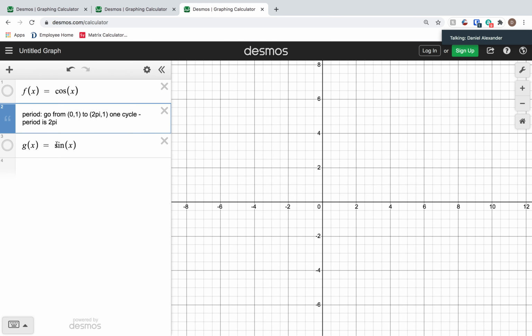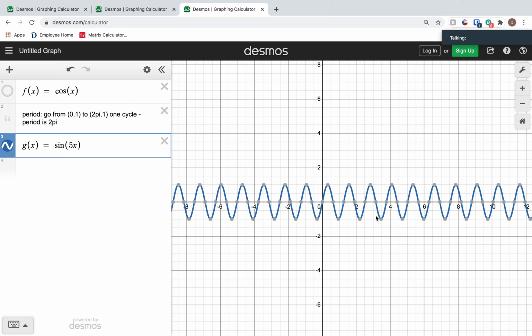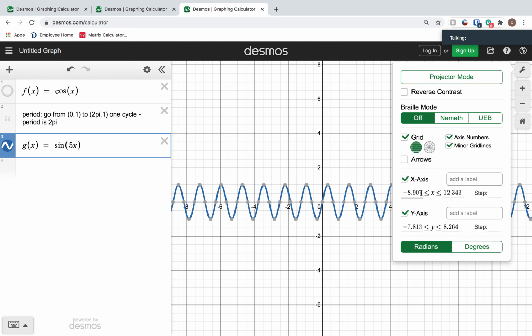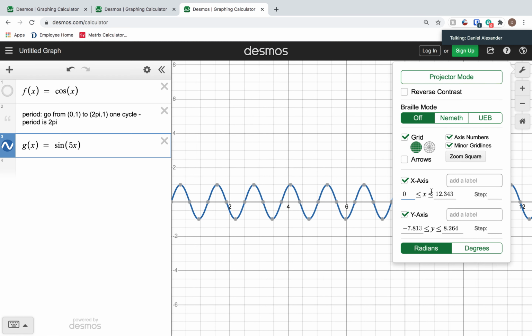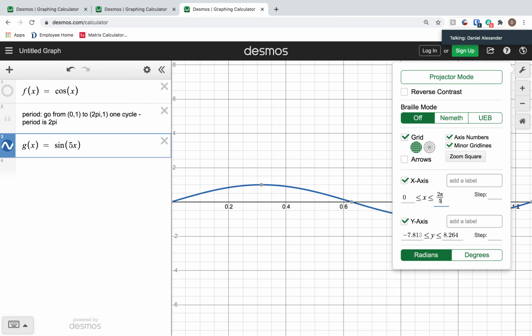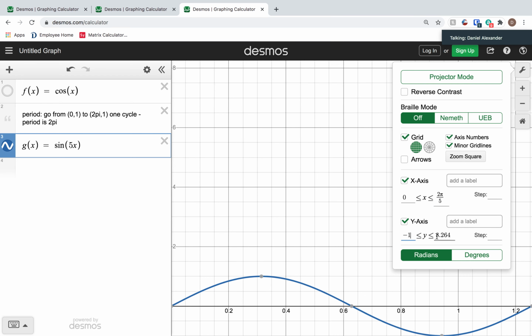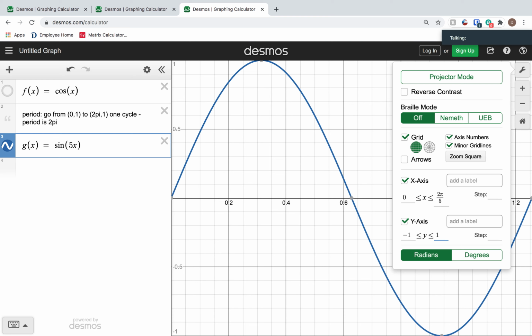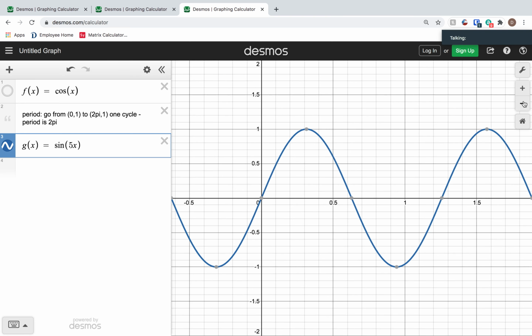Okay, let's take this one off. We'll transform this graph. We'll make it 5x. And let's just do one cycle. So we're going to go from 0 to 2 pi over 5, and we're going to go from minus 1 to 1. Okay, and then I'm going to just go down a little bit. So here's one cycle right there.